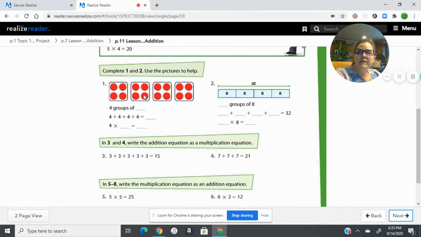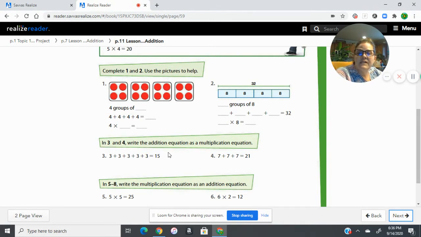4 groups of how much? 4 plus 4 plus 4 plus 4 equals what? 4 groups of what equals the same thing? Using the bar diagram here with your 8, the total is 32. So how many groups do you have? How many numbers would you add together here, and how many groups of?